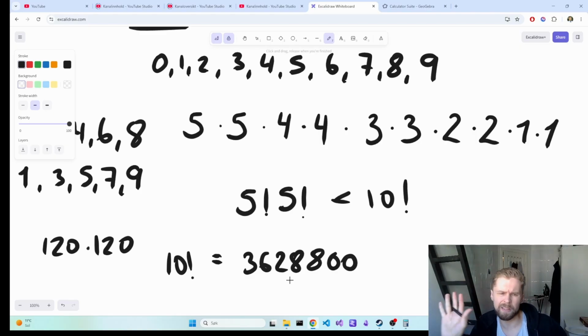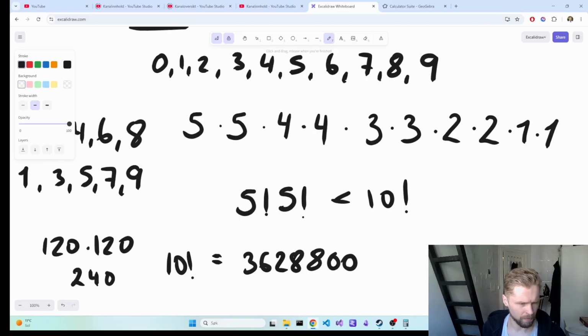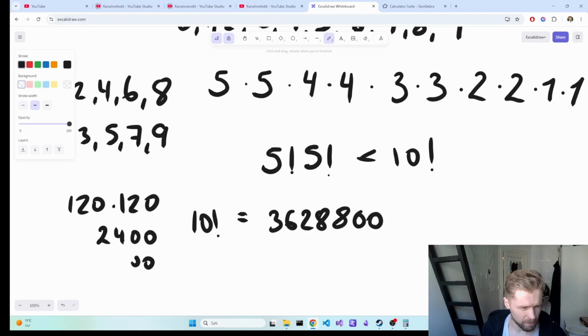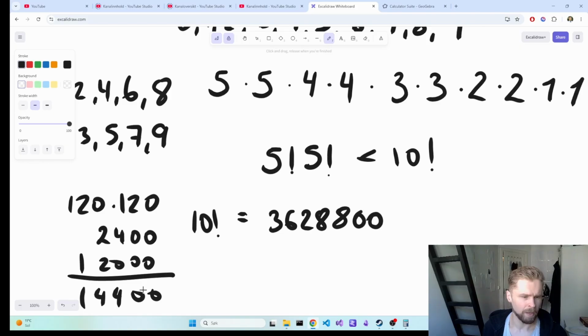Because, look, think about it. First we got any one of the evens, then any one of the odds, and then the same. So really, isn't it gonna be 5 factorial times 5 factorial? So this is gonna be 2,400, and then it's gonna be basically, what is this? 120,000, whatever, 14,400.